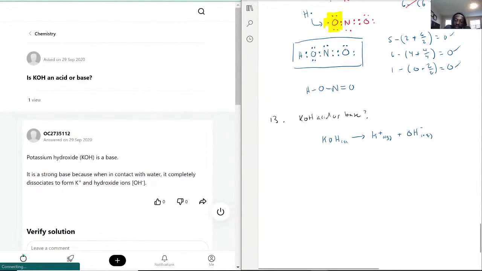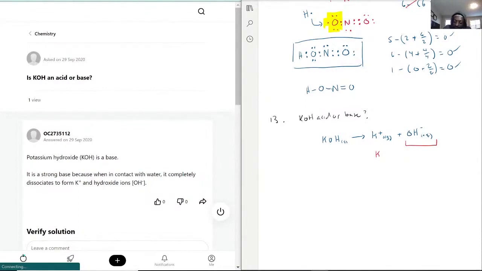Now we look at this part, okay? Because remember the definition of a Bronsted-Lowry base? So potassium, unfortunately, is really just by itself. It has no valence electrons, so it cannot accept hydrogens, and it has no protons of its own, so it cannot give any hydrogens, okay?